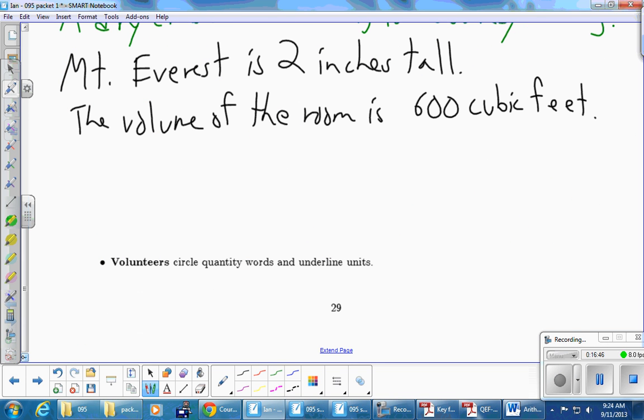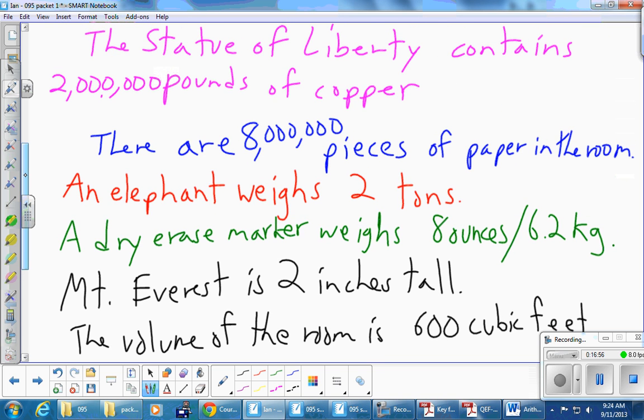So I'm just going to point down here at the bottom. We're going to have this convention all semester long that I'm going to ask you to circle the quantity word and underline the unit word. That's going to be consistent all semester. Circle the quantity. So the thing that we were counting or measuring, the thing we were quantifying was weight. So we are going to circle the quantity word, and we are going to underline the unit.